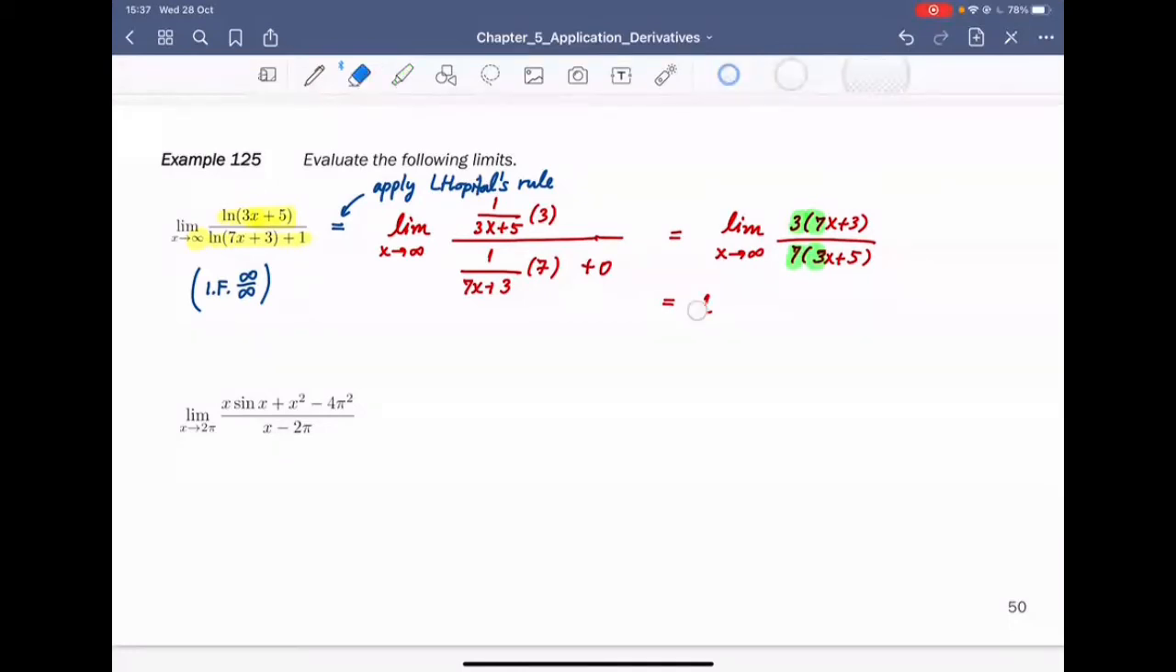If you feel like, hey, Ajahn, this is too fast, you want to go slower, you can do limit of 21x plus 9 over 21x plus 35. And then you can see that this is going to be 21 over 21, which is going to be 1. Something like that. All right, next, we're going to look at the limit of this function where x goes to 2 pi.